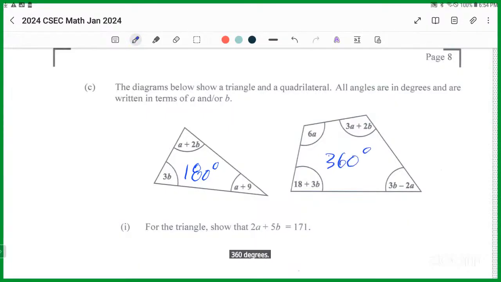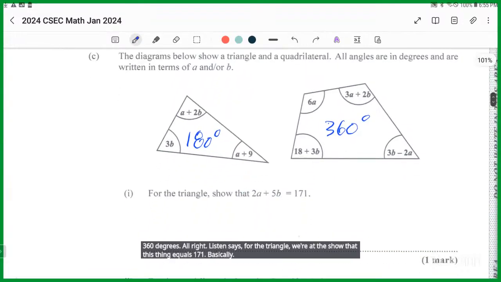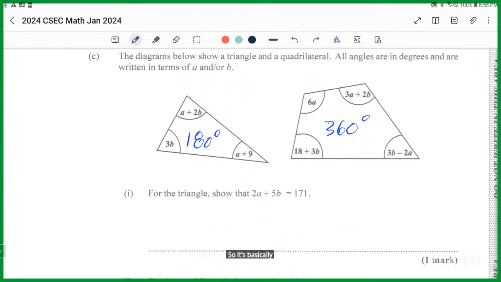All right. The question says, for the triangle, we have to show that this thing equals 171. Basically, these are the angles, so it's using the fact that the total angle is 180. So the sum of these three values is 180. But we can add up the A's and add up the B's separately. If we're adding up the A's, this and this, that's 2A. The total is 180. If we add up the B's, this and this, that adds up to 5B, plus 5B.